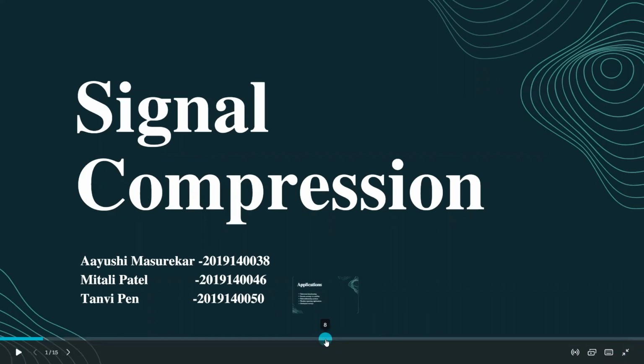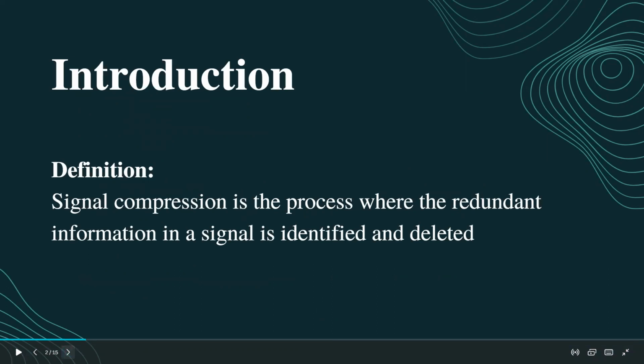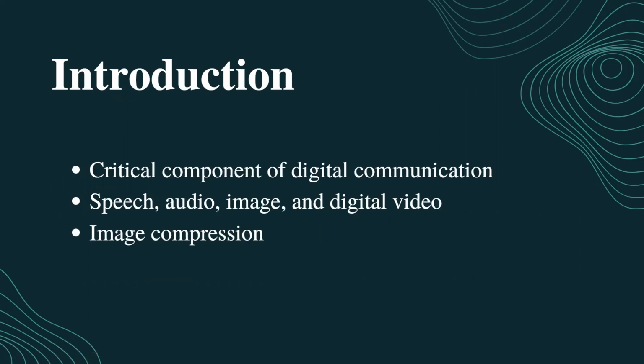So first, let's look at the definition of signal compression. Signal compression is the process where the redundant information in a signal is identified and deleted. Next, we'll be looking at signal compression is quite an important technology in digital communication. Speech, audio, image, and digital video are all important fields of signal compression, and plenty of compression methods have been put to practical use. But in this video, we will be describing image compression.